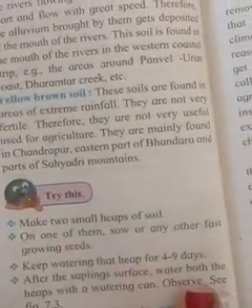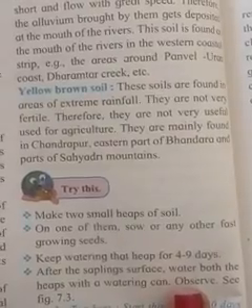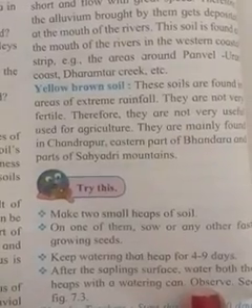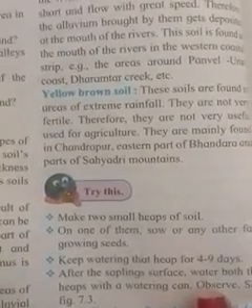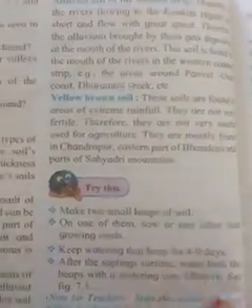They are mainly found in Chandrapur, the eastern part of Bhandara, and part of the Sahyadri mountains. That means the examples given of the yellow brown soil are Chandrapur, the eastern part of Bhandara, and part of the Sahyadri mountains.